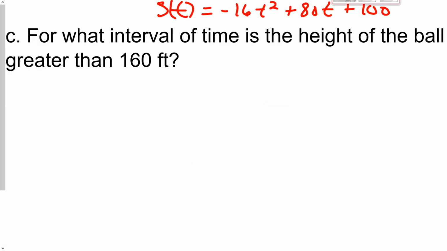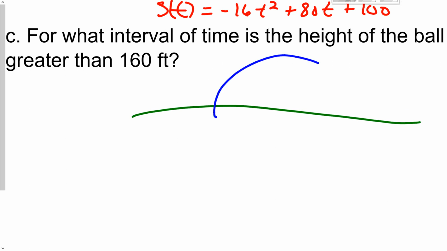Okay, so C, there's our equation again that we're going to use, and now we want to find the interval for the time. So here's our function, right? It's a negative, so that means it's facing down, and here's our t time. We want to know at what time does it reach 160 feet, and then another time it's going to reach 160 feet, right, because it's going to come back down.